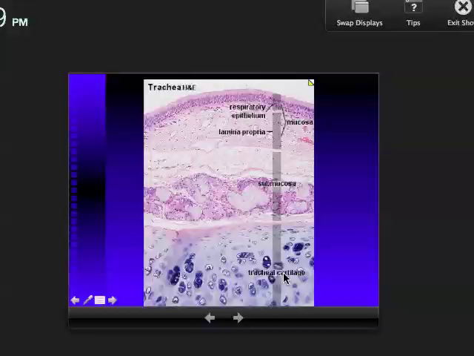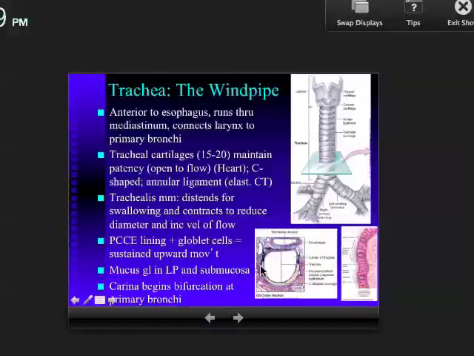Here you see the hyaline cartilage. You'll see that figure in a moment. They're little C-shaped cartilages, 15 or 20 of these. And in between them, you have the annular ligament. And what does annular mean? It's a ring. It's a ligament that goes in a ring that completely fills the space in between each of these cartilaginous rings.